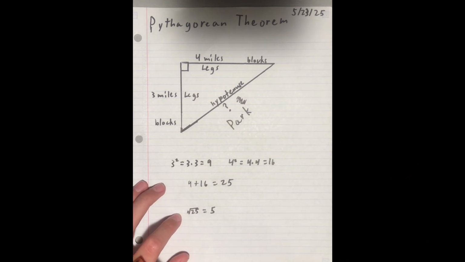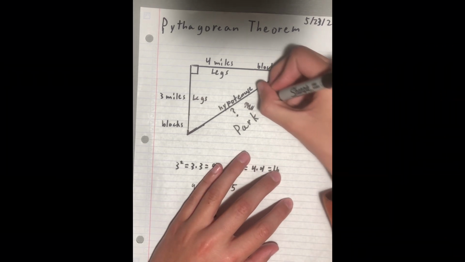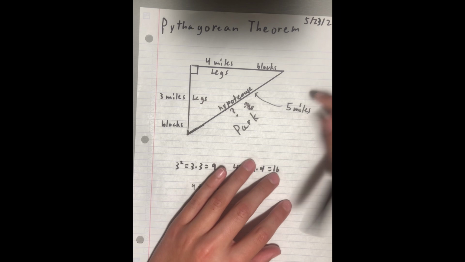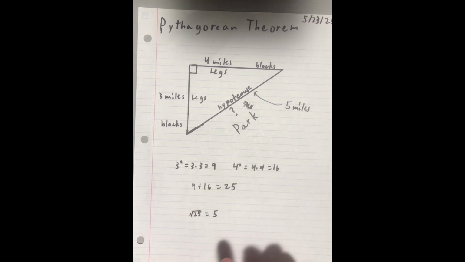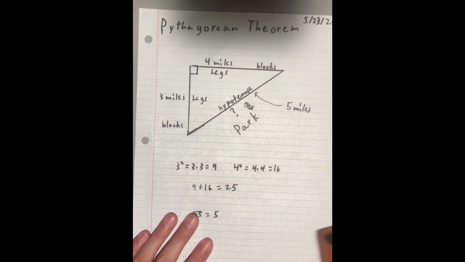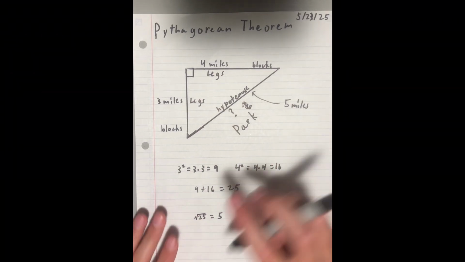So we just figured out the length of the park path. It's 5 miles. So the hypotenuse is 5 miles. So, you know that the park path is also faster because the block route is a total of 7 miles because 3 miles plus 4 miles is 7 miles.